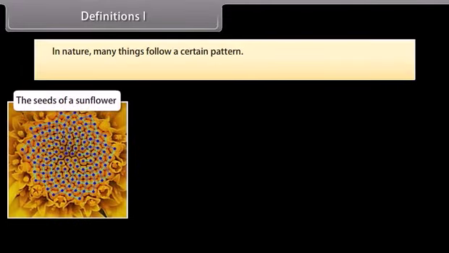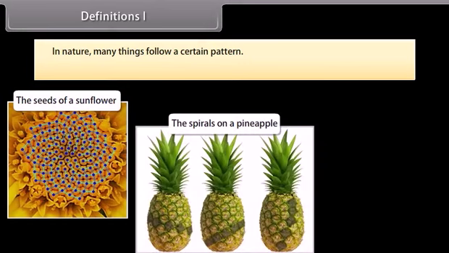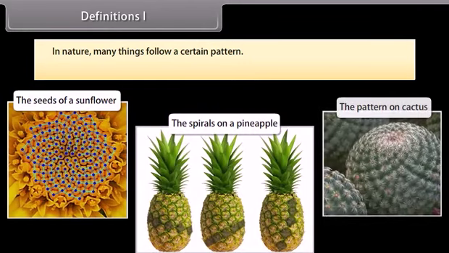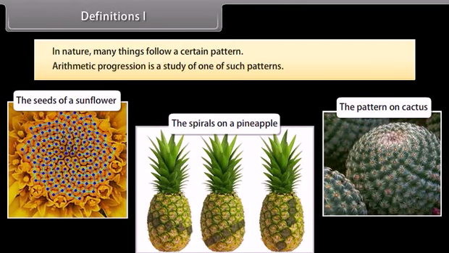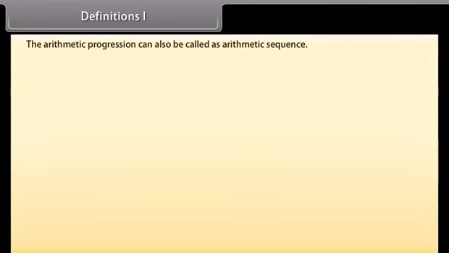In nature, many things follow a certain pattern, such as the seeds of a sunflower, the spirals on a pineapple, the pattern on a cactus, and so on. Arithmetic progression is a study of one of such patterns. The arithmetic progression can also be called an arithmetic sequence.